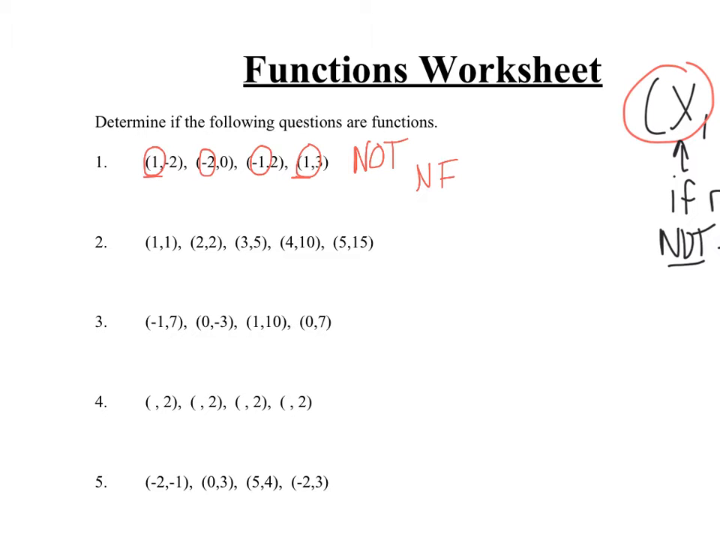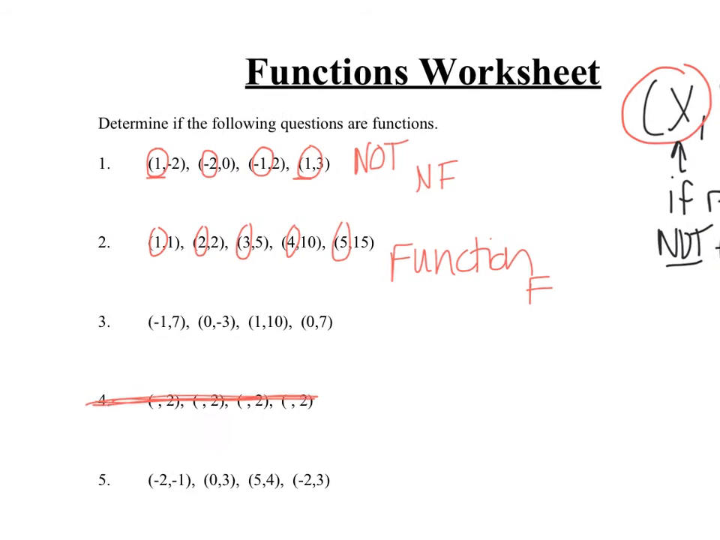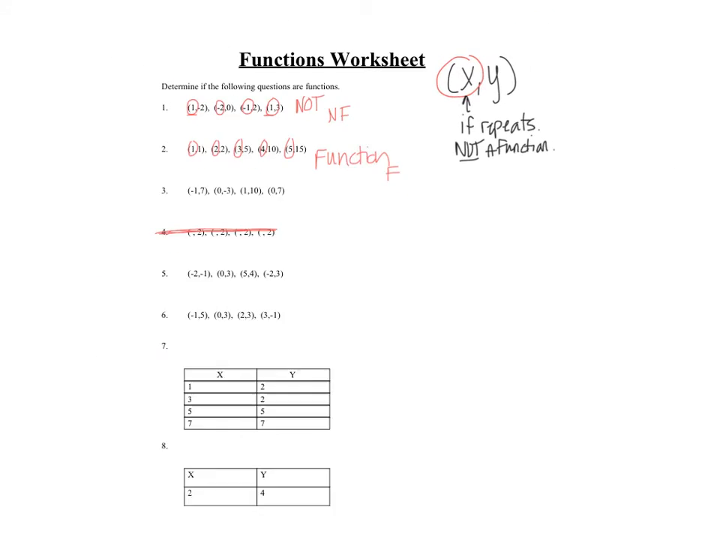Okay, then I'm going to look at number 2: 1, 2, 3, 4, 5. Okay, none of those numbers repeated, so that is a function. You can write the word or you can just put F. Skip number 4 because I don't remember what the first numbers were. So just skip that one.